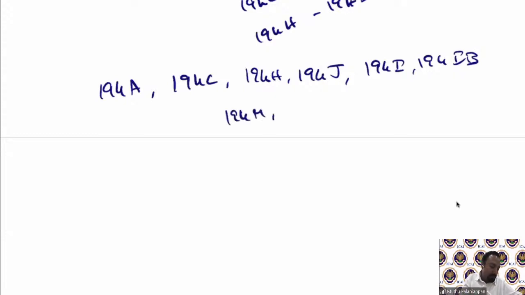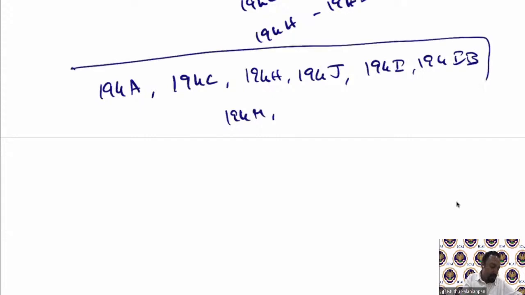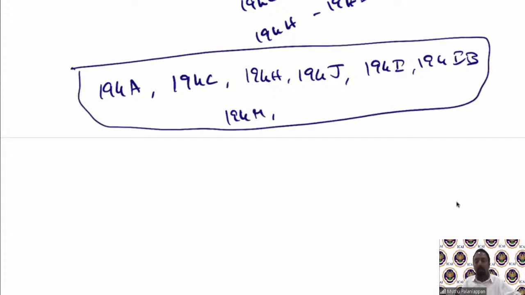194M, so that's it. These are the sections I would say are actually important for your exam. So please make sure that you know this profile very well. Other than that, it's okay. It is okay if you don't know it also. 194Q explanation, I'll probably come back to it when I'm discussing 206C(1H). So for the time being, we'll hold on to 194Q.